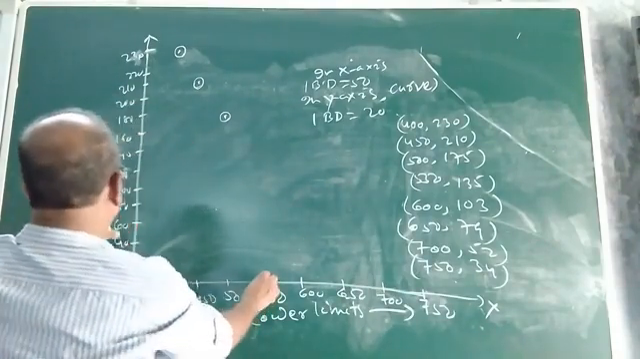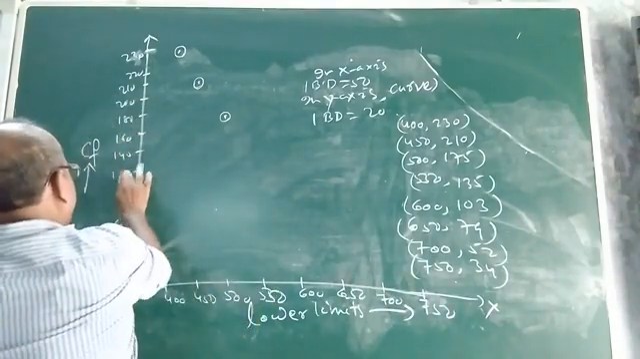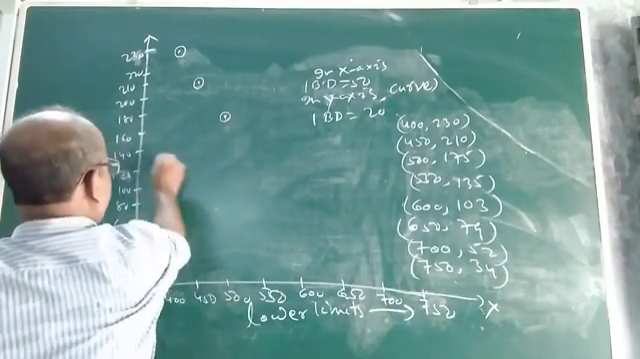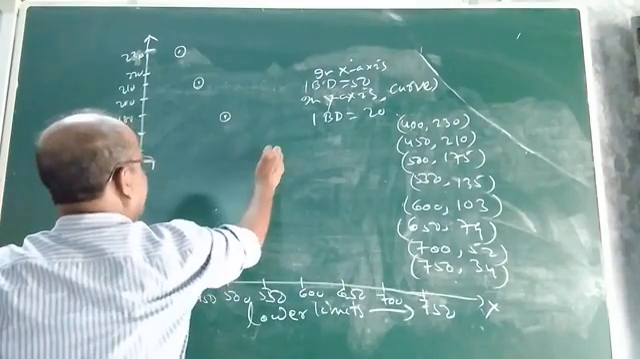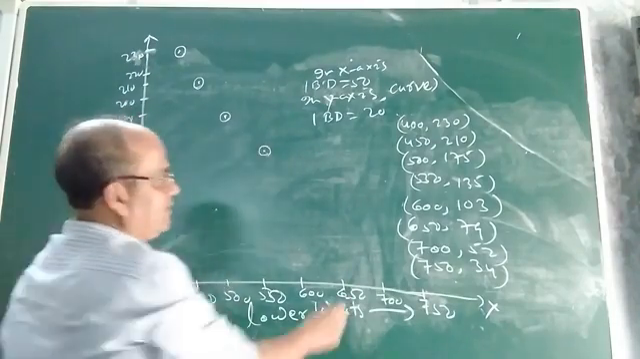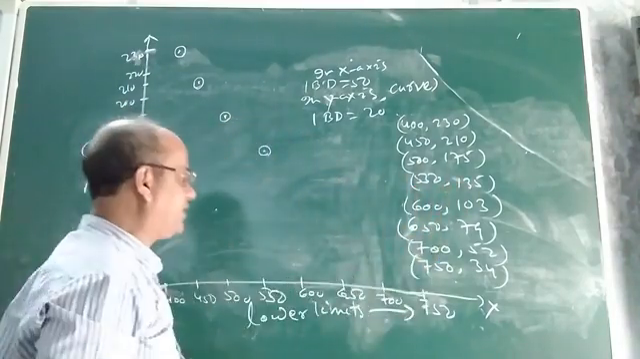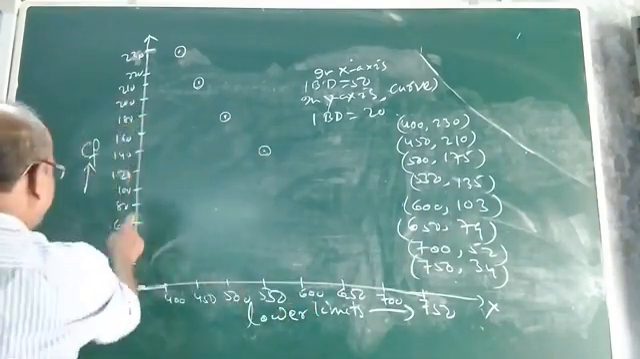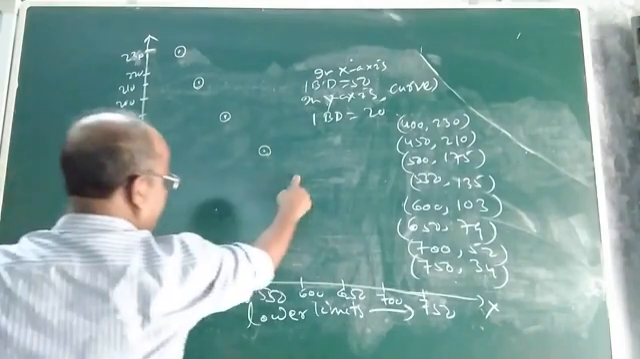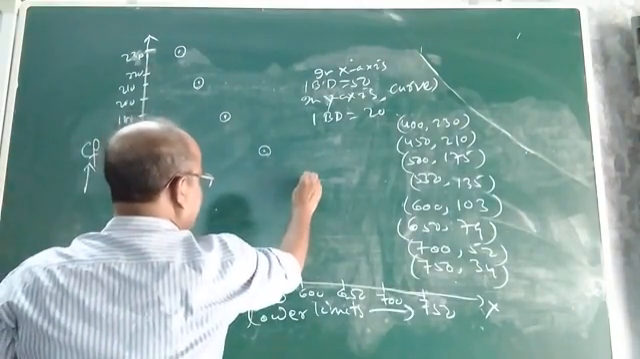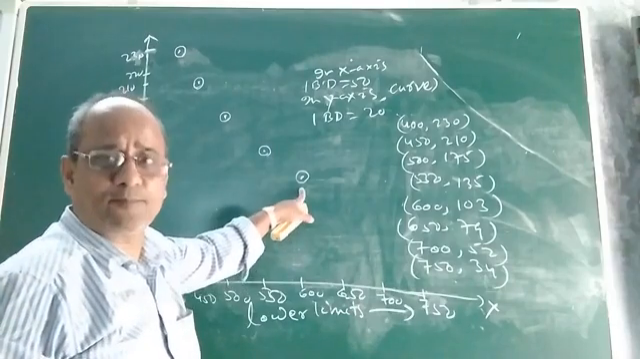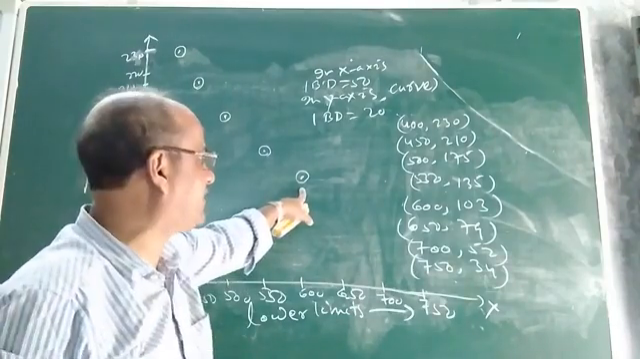Then 550 and 135. See, 550. 135 will come between 120 and 140. So suppose this point is 550 and 135. Then 600 and 103. You see, this is 600. Where is 100? Here is 100. So 103 will come here. This point represents the coordinates 600 and 103.